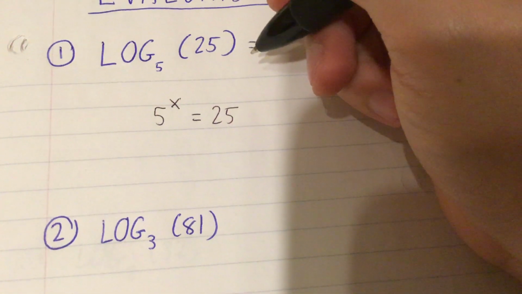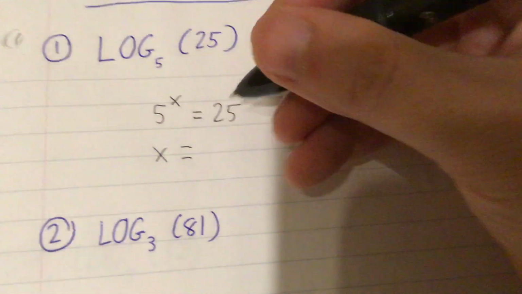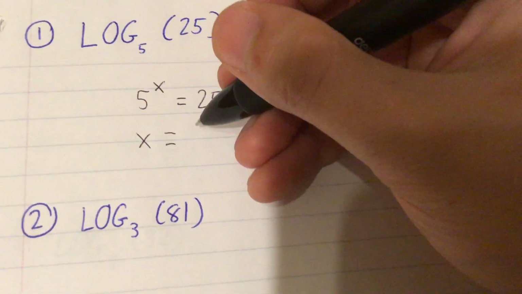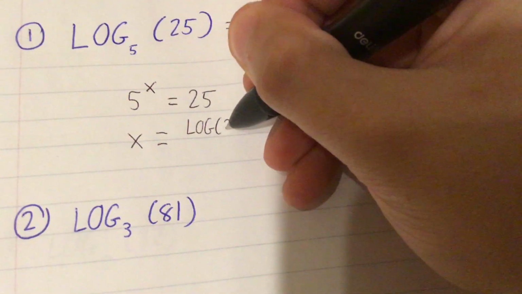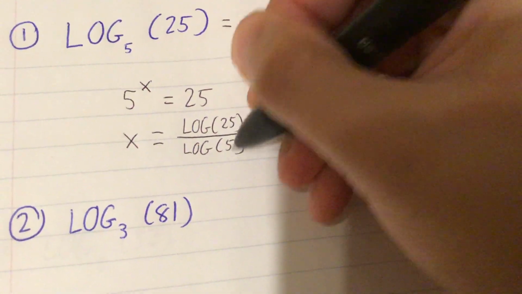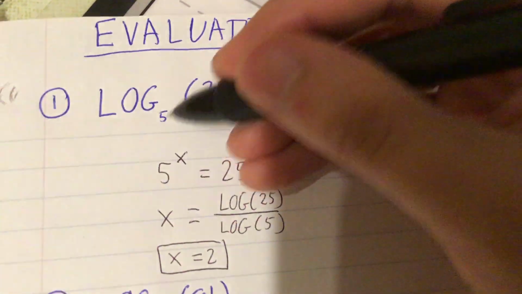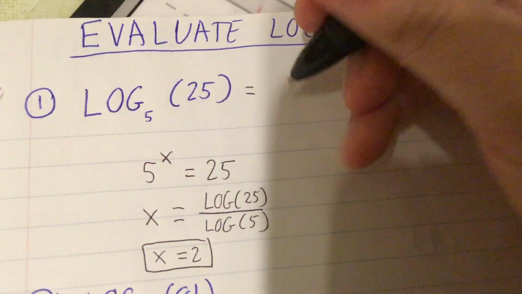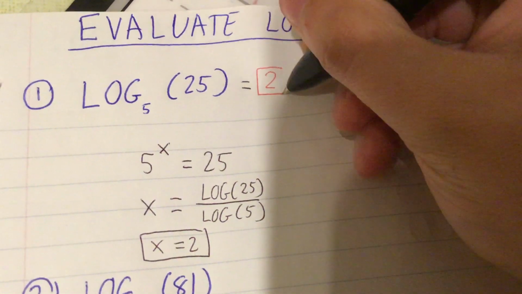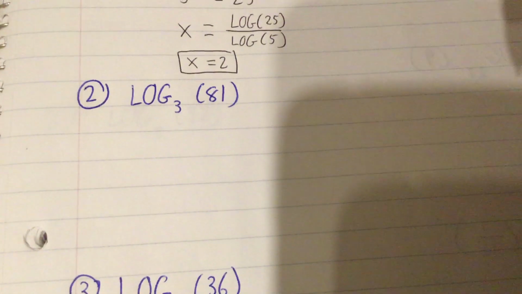So this is a pretty simple enough problem. So what we can do is our magic trick, which is the log of the argument divided by the log of the base, so log of 25, close the parentheses, divided by log of 5, and you will get 2. So that means log base 5 of 25 is 2. Okay? Let's take a look at number 2.